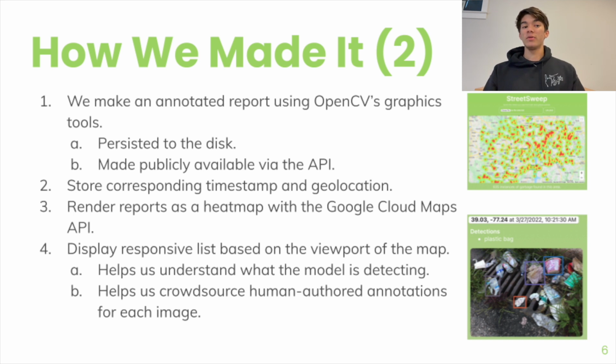To make the heat map, we use the Google Cloud Maps API. Below the heat map, we have a responsive list that we made with React that automatically updates based on the viewport to show the reports for the selected region of the map. We also display the bounding boxes and annotations for each report so that users can understand what the model is detecting and also potentially crowdsource human-authored annotations for each image and help improve the model.